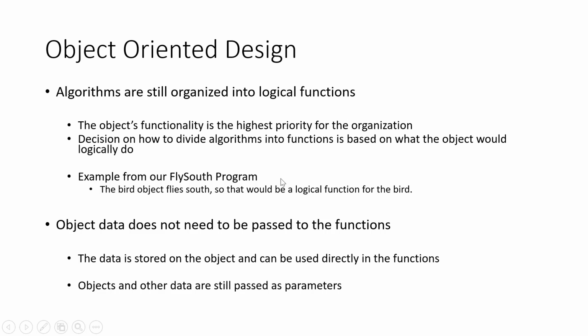For our Flying South example, when our birds are flying south, that would be an action that the bird is taking. The bird is flying south, so we would logically write a function for the bird that would take the action of moving that bird south on the screen. Object data does not need to be passed to the functions because the data is stored on the object where the functions are defined. So we can still have other data that we pass as parameters, but all the data related to the object is going to be stored right on that object type.